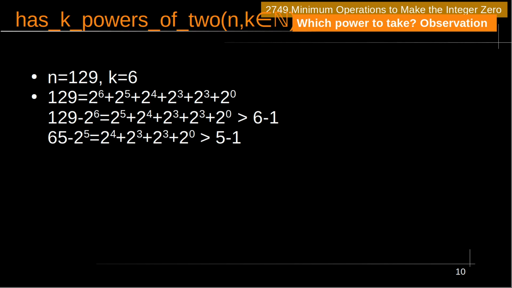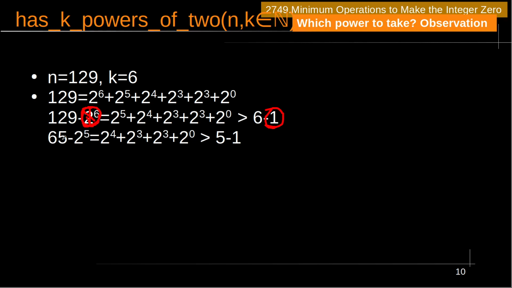Okay. So I will have 65. For 65, I will reduce the greatest power here, which is 2 power 5. It will leave me with the same 2 power 4, 2 power 3, 2 power 3, 2 power 0, which is greater than or equal to 5 minus 1. Why 5? Because I have used 1 here. You can say 6 minus 1 here, because I used this one. That's why it's minus 1. Same here. So it will leave me with 5 now because this is used.